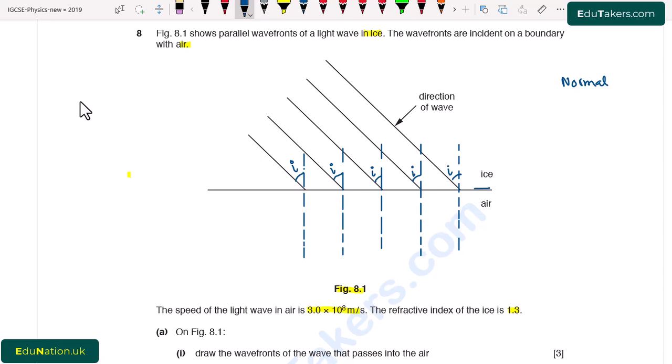For that, we have to draw the refracted ray. As we can see here, the wavefront is coming from ice into air. Ice is a denser medium while air is a rare medium. So when the ray of light comes from denser to rare medium, it will bend away from the normal. I write here: denser to rare medium, ray bend away from normal.